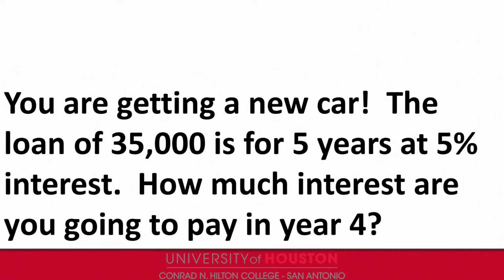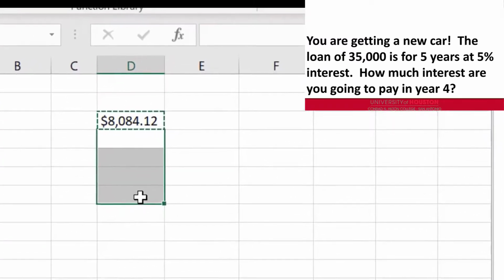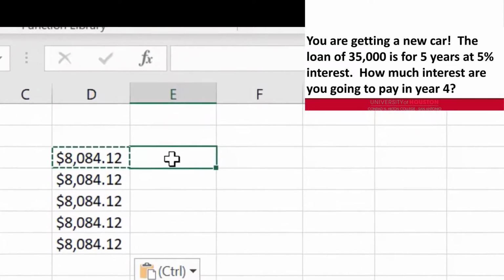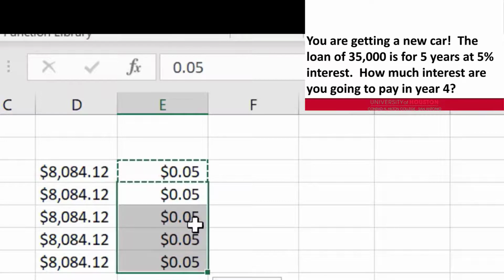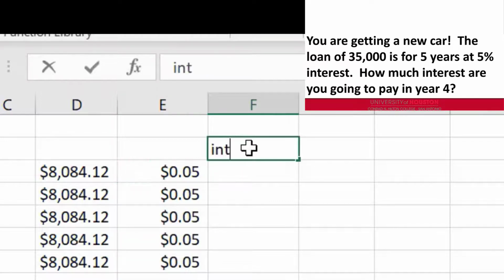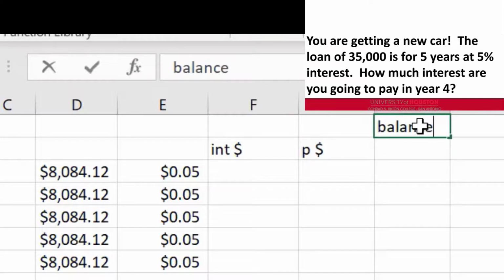How much interest are you going to pay in year 4? To calculate the amount of interest I'm paying in year 4, I need to create an amortization chart. I will copy the payment down for each one of the 5 years. Next, I put in the interest, which is 5%, and I copy that all the way down as well. I don't know what the interest dollars are yet because I haven't calculated them. I don't know what portion goes to the principal because I haven't calculated that either. I do know what the balance is. The loan itself was for $35,000, so that's my current balance.